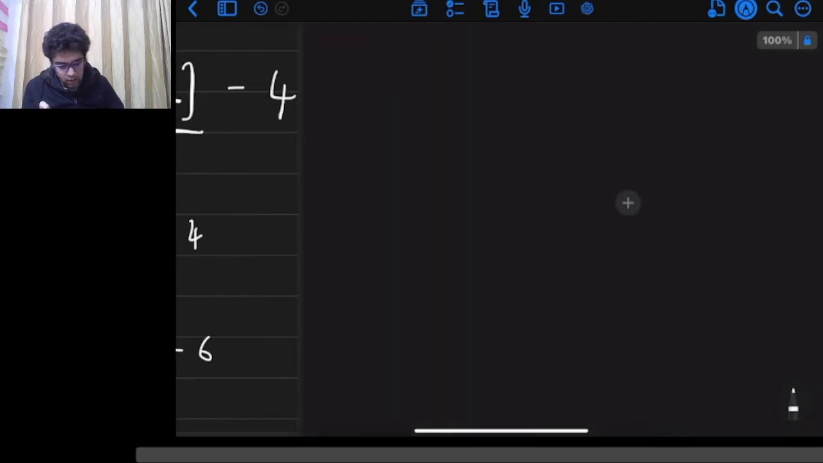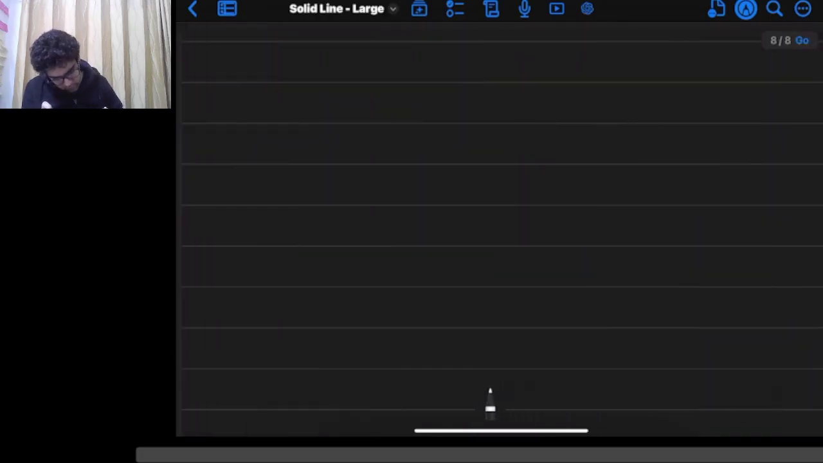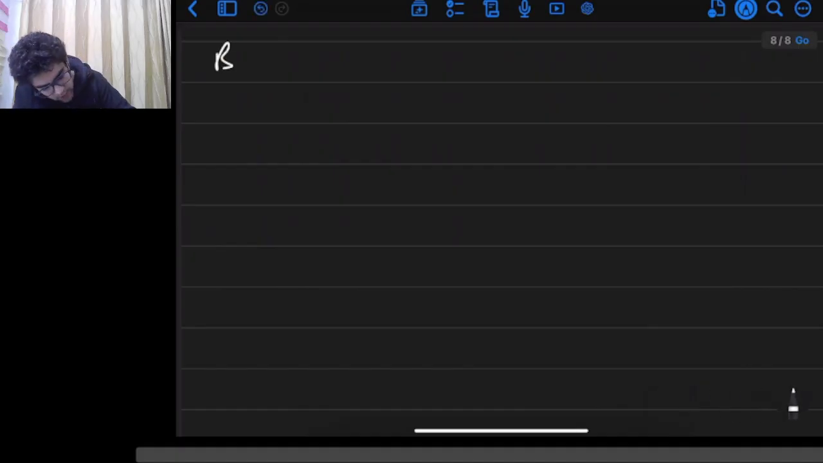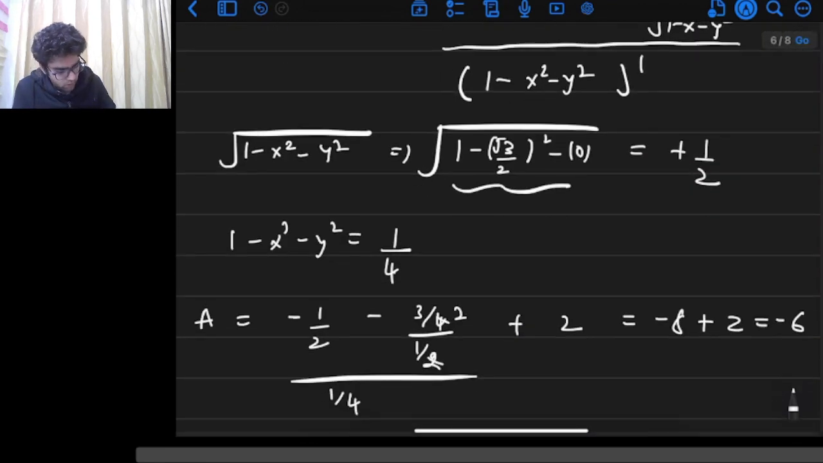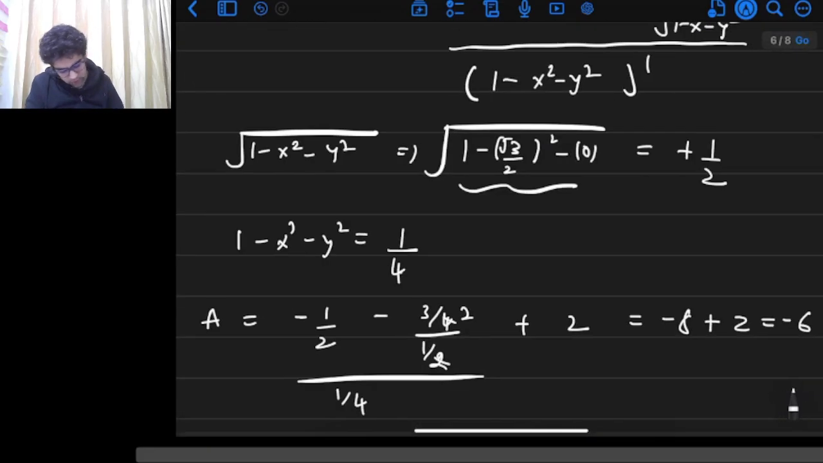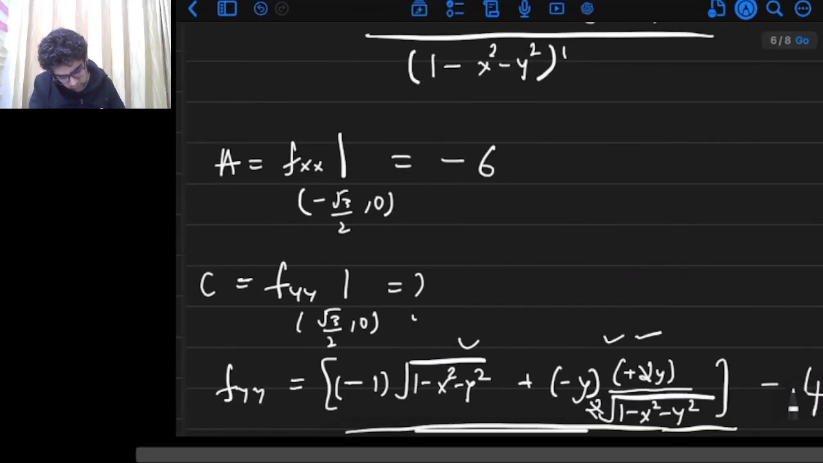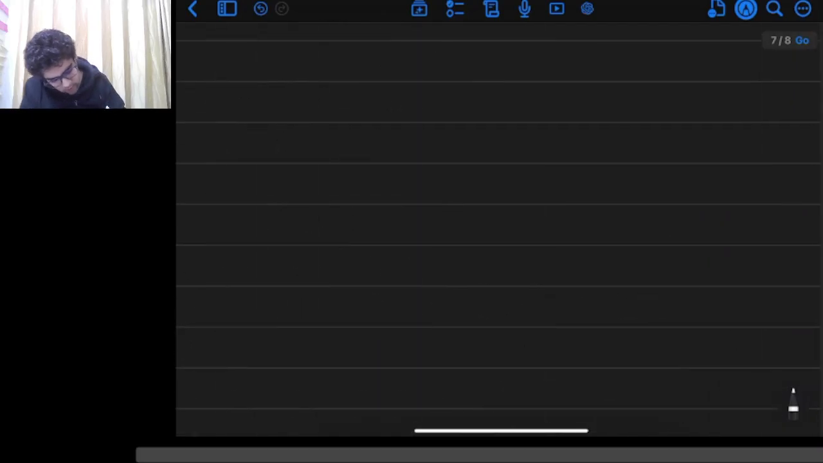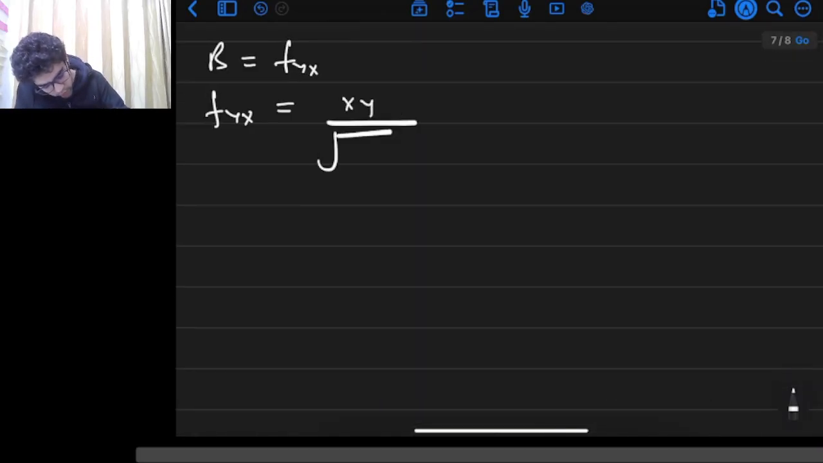C is again the same, fyy at minus root 3 by 2 comma 0 turns out to be minus 6 only, right? So now we need to find b. So b is fyx, right? So fyx was basically equal to, so 2 and 2 get cancelled. So xy root 1 minus x square minus y square minus 0, right? So xy root 1 minus x square minus y square, right?